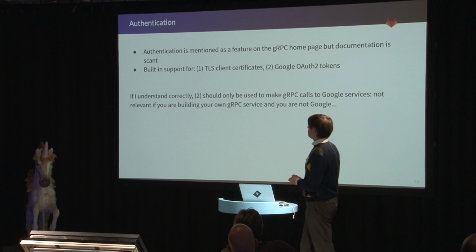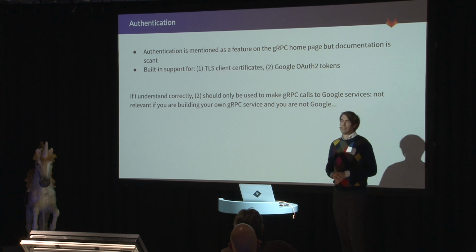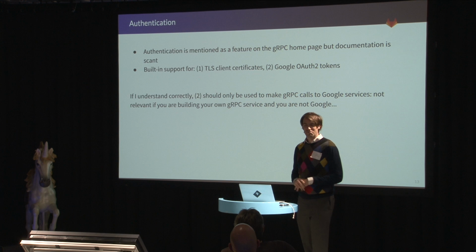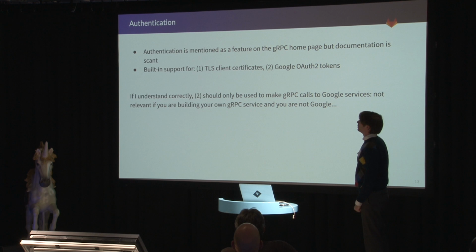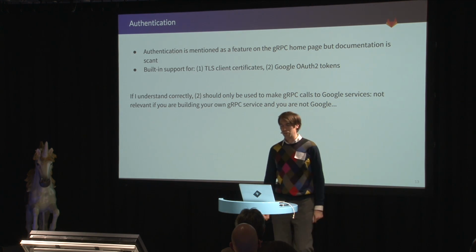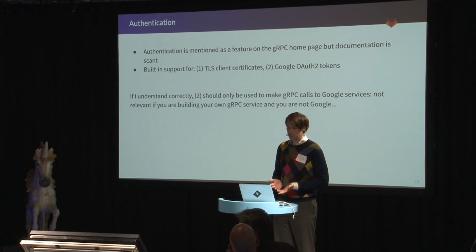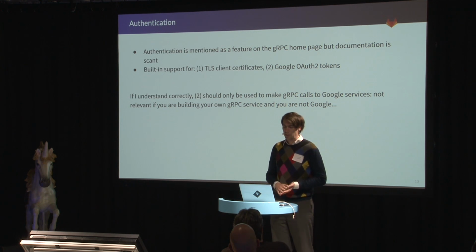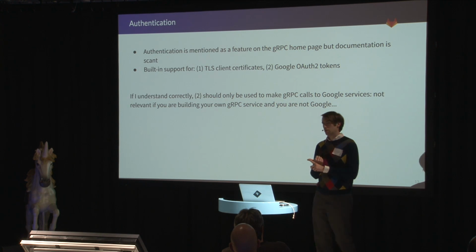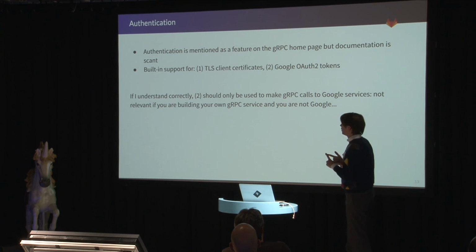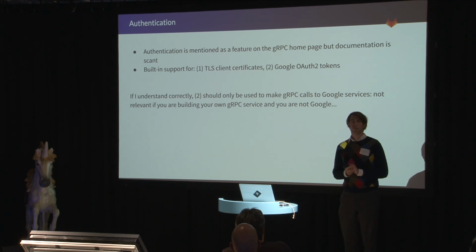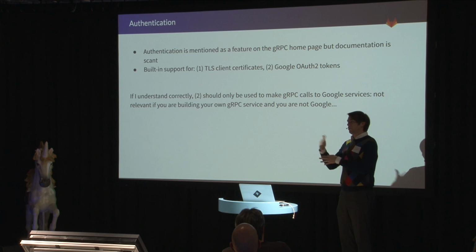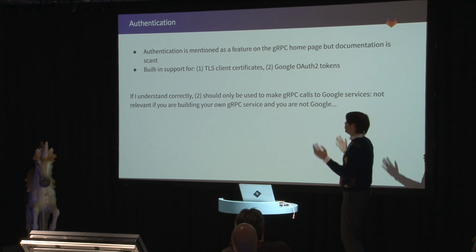Okay, now the topic where I have opinions, authentication. So if you go to the homepage, it says gRPC has all the things, it has authentication. I think, great. So what does that mean? And then you start looking, and you don't find a lot. And maybe I don't look right, but the only thing I find is you can use TLS client certificates, or you can use Google OAuth tokens. And then if I read very carefully, and again, maybe I'm reading wrong, the second option only makes sense if you make gRPC calls to a Google service. That's really cool, but if you're writing the service and you're not Google, then that doesn't do anything for you.